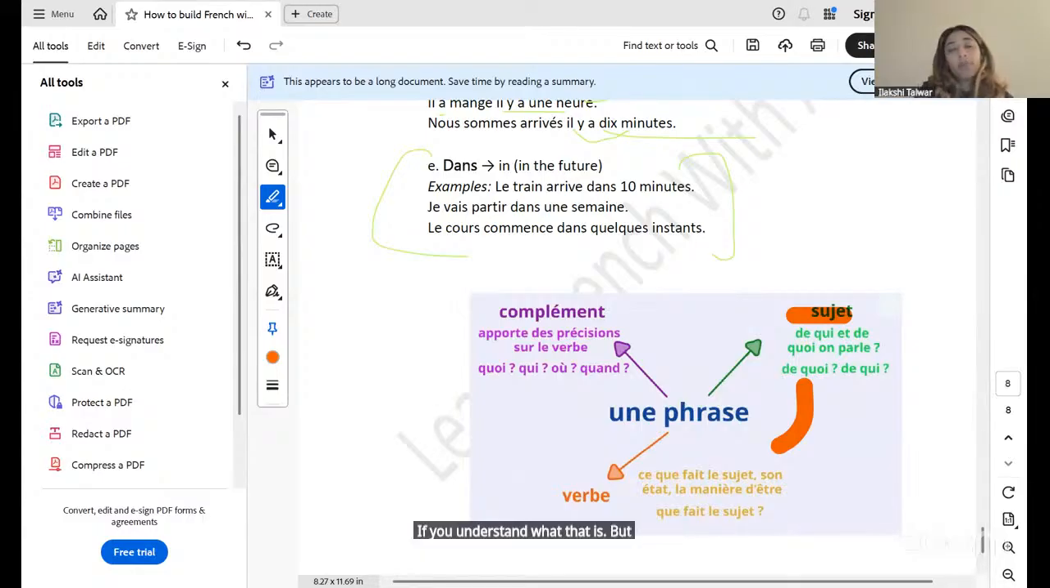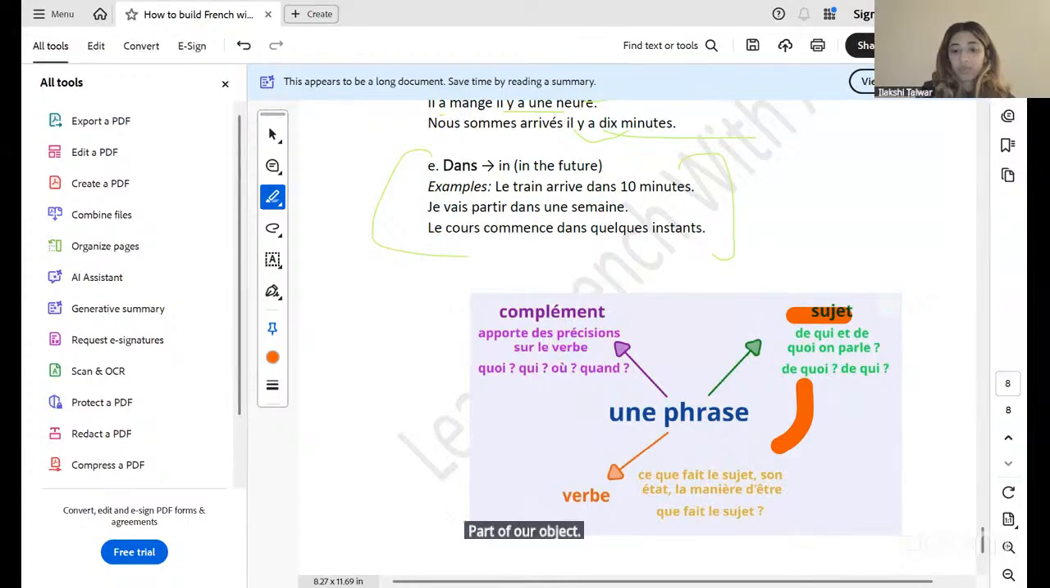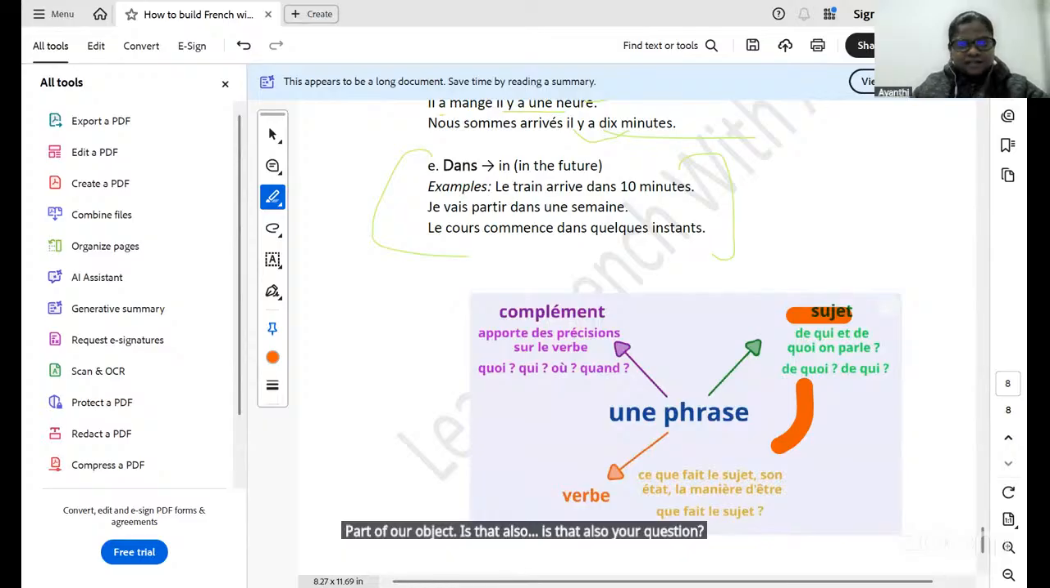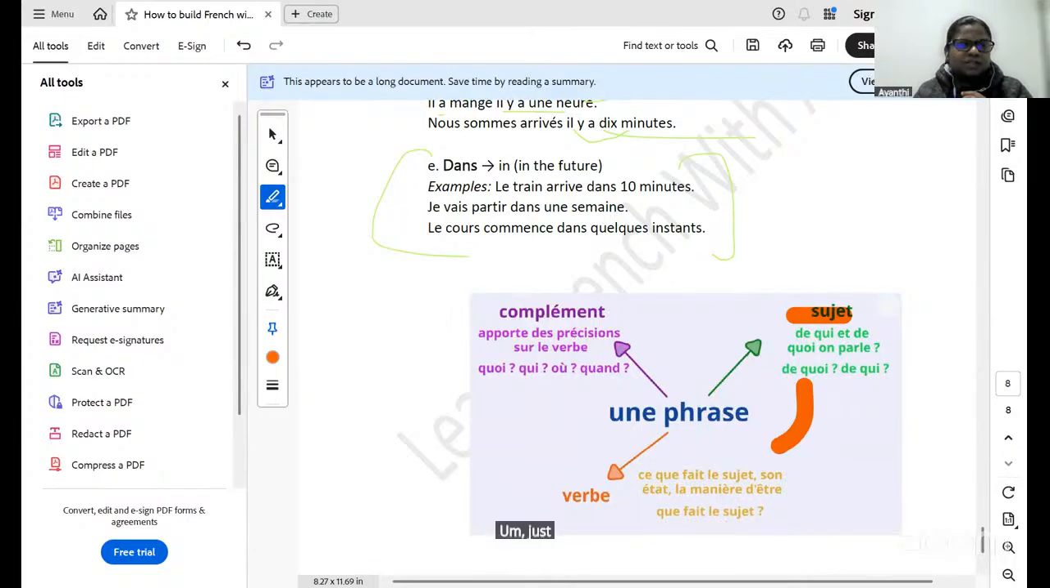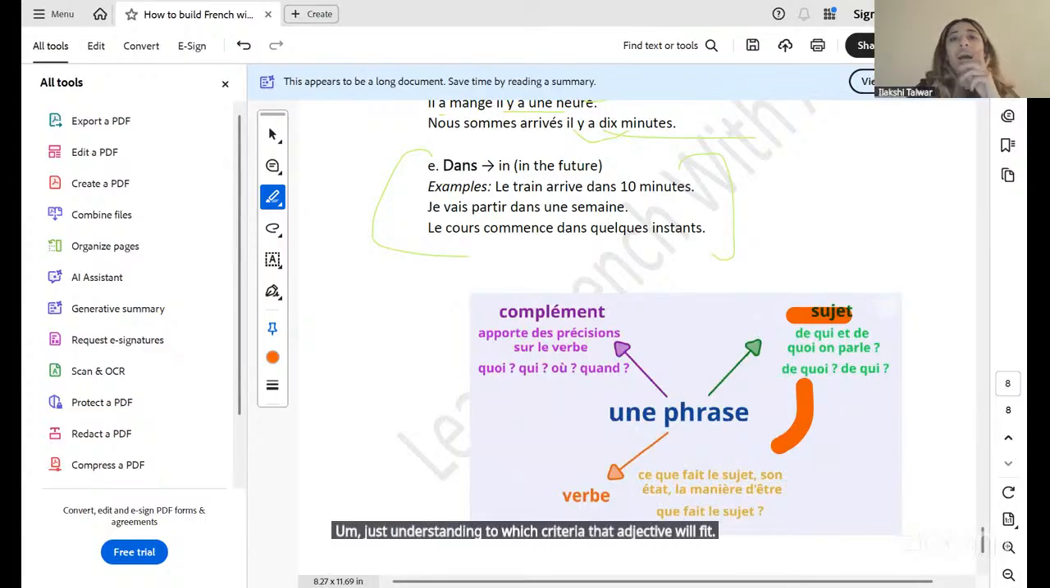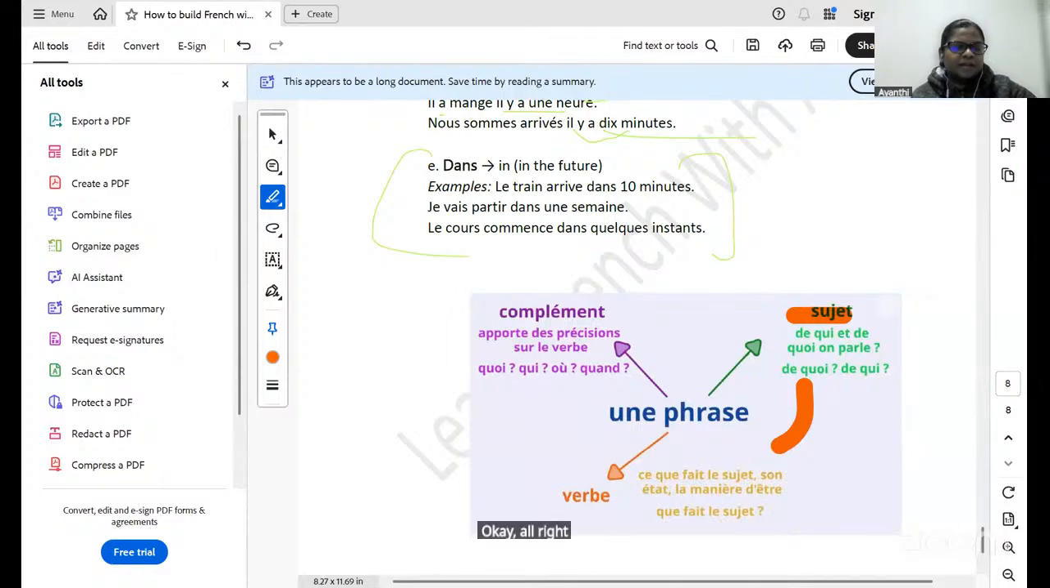But if your question is is it part of our object? Is that also your question? Ma'am, that is the question, because I was thinking like we discussed about adjectives and all the parts of the sentence. I'm just understanding to which criteria that adjective will fit. Okay, so as a thumb rule, to be very honest, object, which is just say or they, is always like a noun or a pronoun. An adjective is extra information about that noun. So it's not exactly a say or they. Okay. All right. Yeah? Okay. Cool. Thank you so much, ma'am.